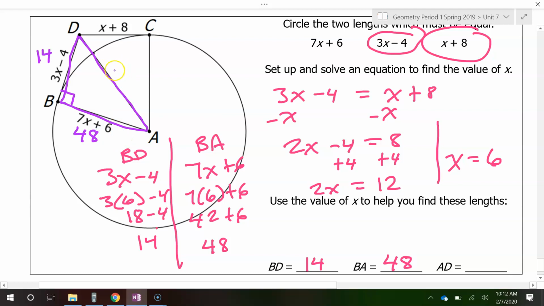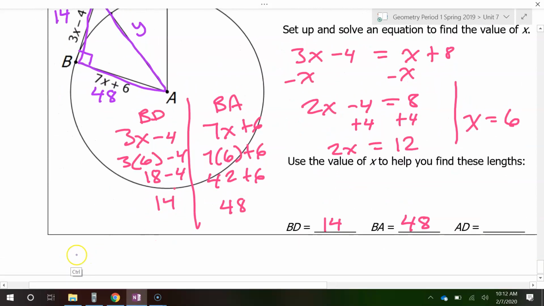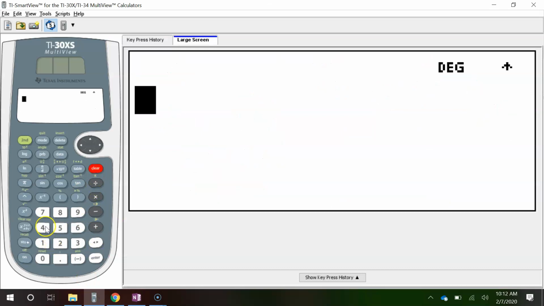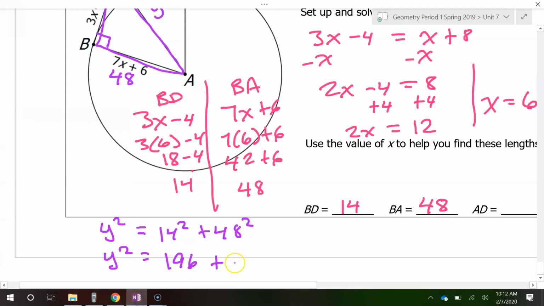All right, so I'm just going to call this y for a second. So I need to find y. So that'll be the Pythagorean theorem. So I'm going to go y squared is equal to 14 squared plus 48 squared. All right, so that means y squared is equal to 196. And then let's see, 48 squared, correct.